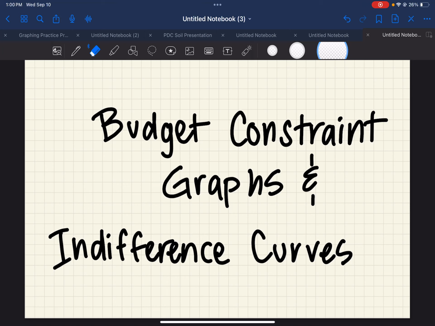So in the last video, you learned about indifference curves, which show us the different combinations of two goods that we could consume to get the same amount of utility or satisfaction. And you also learned about budget constraints and the budget line. Now, the equation for the budget line looks a little bit different than the equation that we learned in our graphing lectures, the slope-intercept form, but know that they're the same thing, and I'll explain how this is later in the video. First, let's take a closer look at budget constraint graphs.